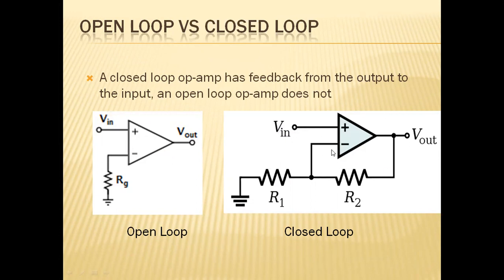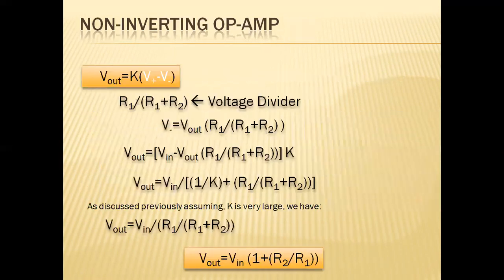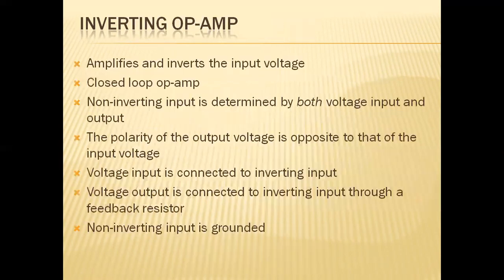And depending upon that, the resistance values will differ, and the voltage output also differs. In what way it differs, and what parameters are being changed, we'll be looking at. Clear, right? So this is the inverting operational amplifier. It amplifies and inverts the input voltage, and hence it is, no doubt, a closed loop operational amplifier.